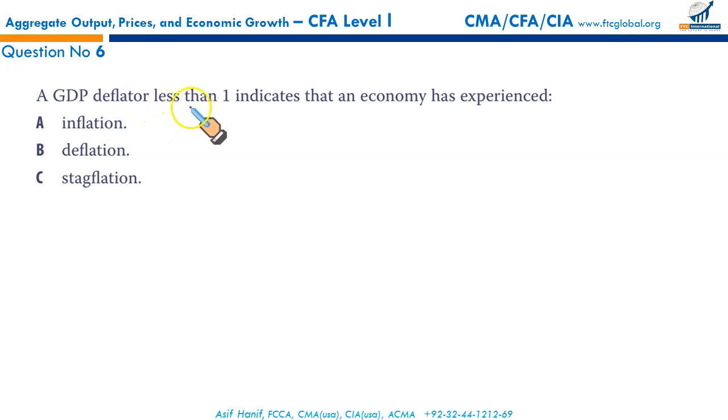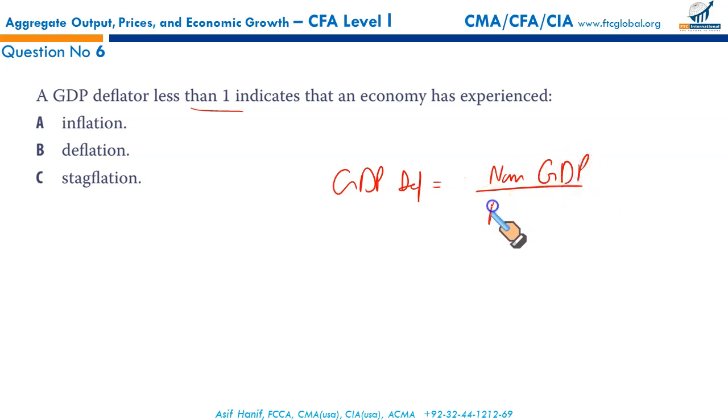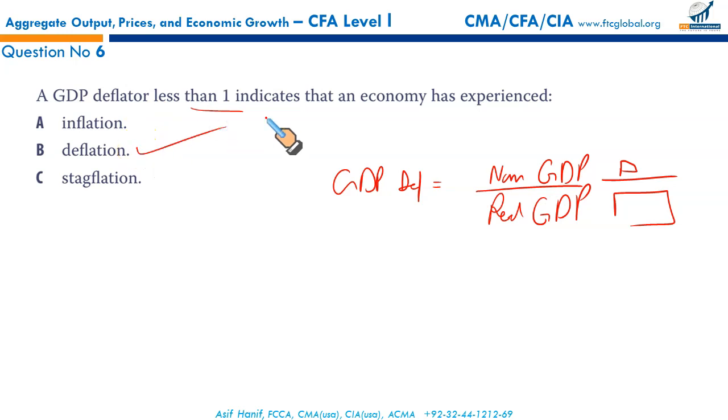A GDP deflator less than 1 indicates, now what is the GDP deflator? We know GDP deflator is equal to your nominal GDP upon the real GDP. So for the GDP deflator to be less than 1, your numerator has to be smaller, your denominator has to be larger, right? So what would it mean? It means that prices have decreased over the period. Your real GDP exceeds the nominal GDP, which indicates that prices have basically fallen. Accordingly, deflation has occurred. B is the right option.